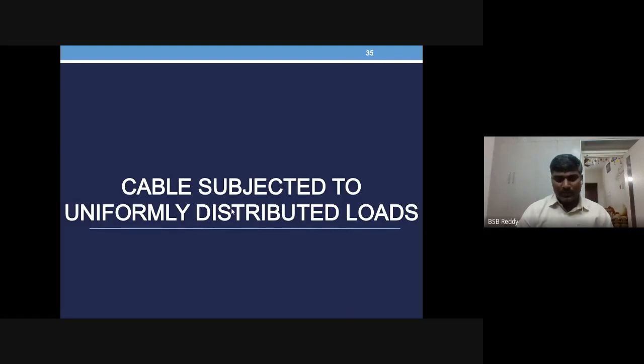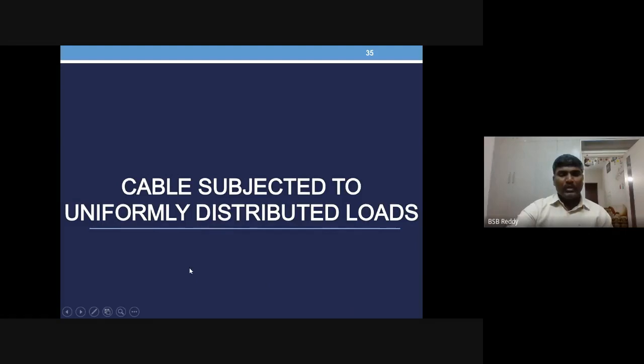Okay, so we have seen the examples for cable subjected to a single point load, two point loads, and then multiple point loads. Then cable having the supports at the same level, same elevation, then supports at different elevations. So this is all what we have seen, right? We have solved the examples, and some unsolved problems have also been given to you to practice.